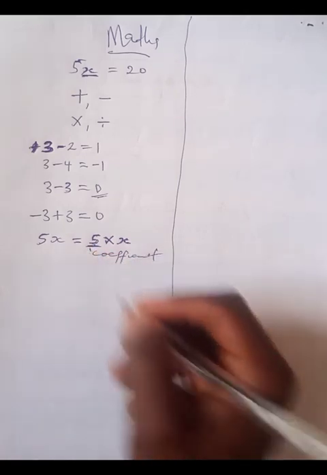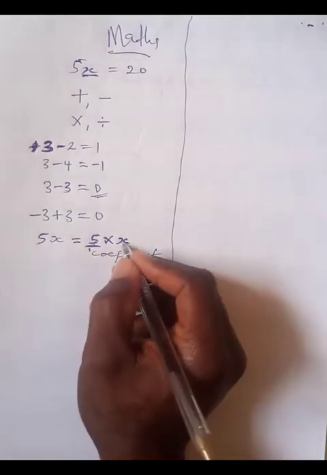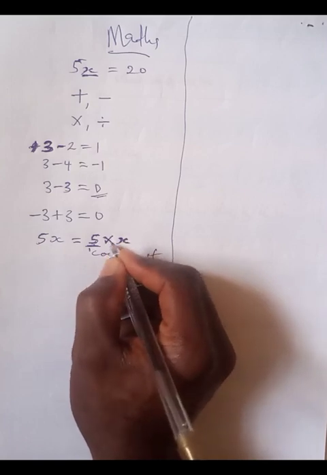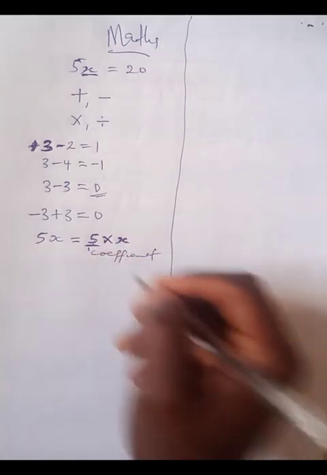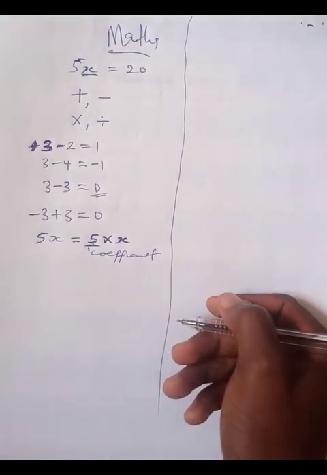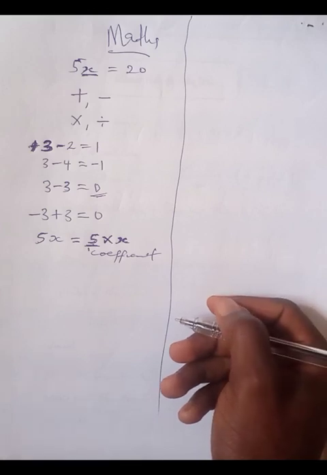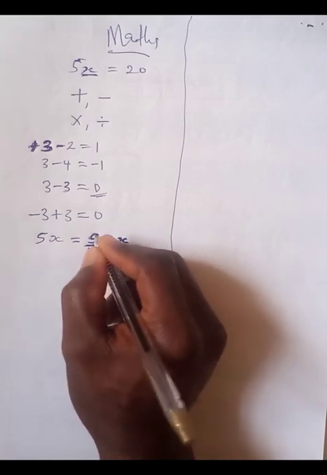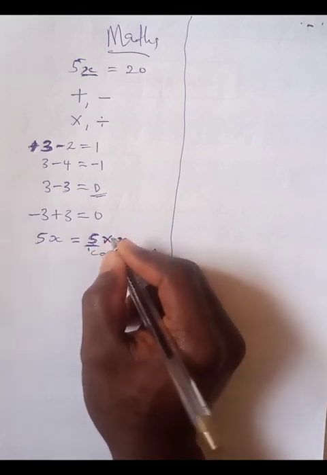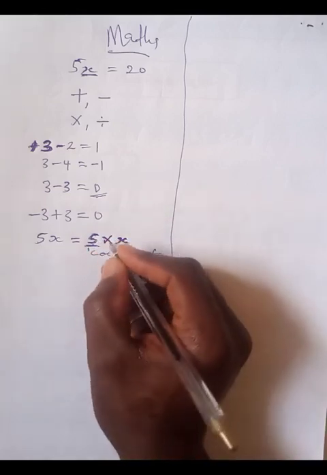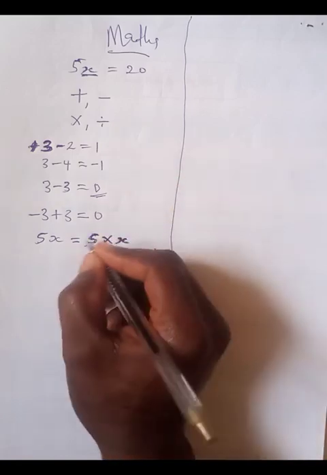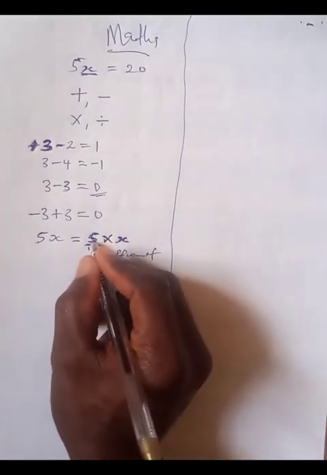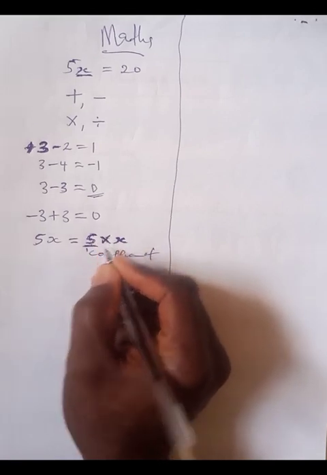It is called what? Coefficient. So it is attached to this x by which operation? By multiplication. So to undo this, we need division. And the only number that can be used is the inverse of 5 that is attached to this. Because it is attached to x by multiplication, the only way to isolate this x is to bring the inverse of this 5, which is what? Division. To bring the inverse, because it is attached to it by this.